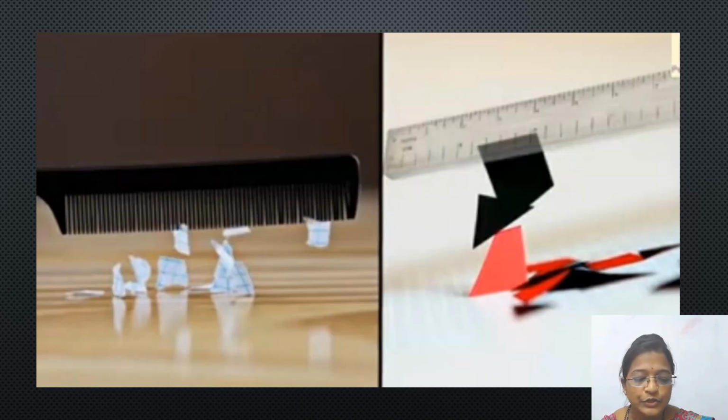Here you can see the experiment with the help of a comb and a ruler. It shows the effect of electrostatic force, isn't it? Just rub a comb or a scale on your head. If you have applied oil, just rub twice or thrice, then take small pieces of paper and try to stick them. What happens? Those small pieces of paper will be attracted to either the scale or the comb. Why does it happen? Because of the electrostatic force. So this is about the electrostatic force.